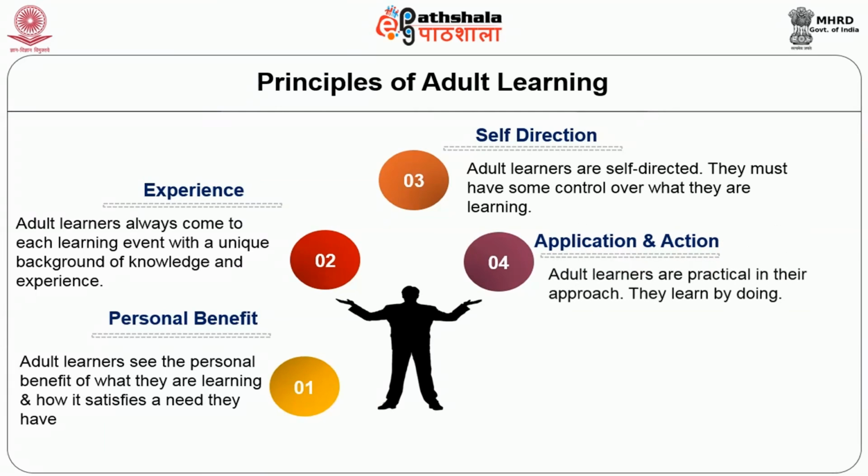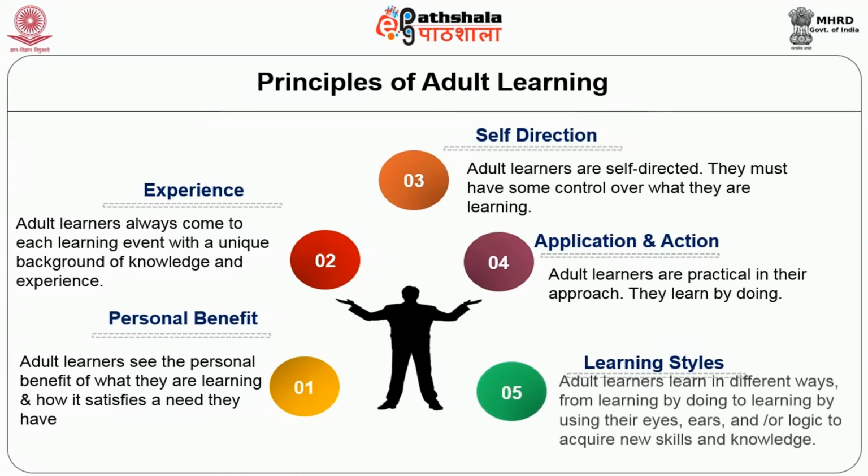Fourth principle of adult education is application and action. Adult learners are practical in their approach. They learn by doing. They will not listen to whatever the extension worker says. Number 5 is learning styles. Adult learners learn in different ways, from learning by doing to learning by using their eyes, ears, or logic to acquire new skills and knowledge.